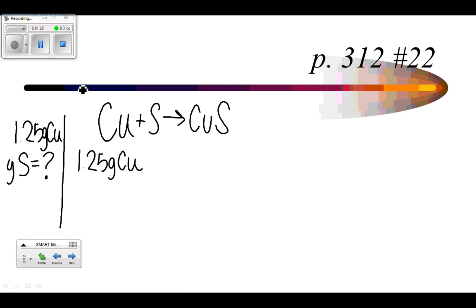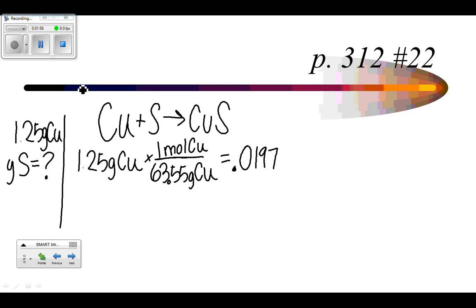And you change that to moles by putting your molar mass on the bottom, because then they'll cancel out, which is 63.5, and that's for every 1 mole of Cu. So when you calculate that, you get 0.0197 moles of Cu.